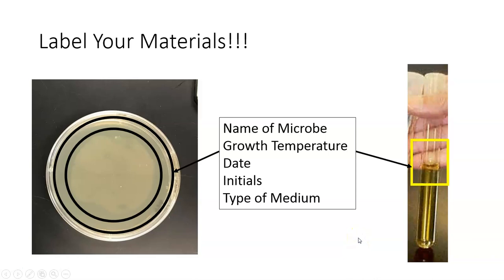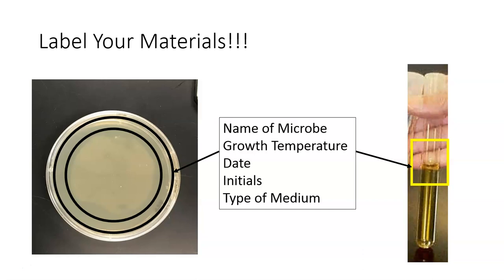So one of the first things you'll want to have on your label is the name of the microorganism that you're working with, or whatever your specimen name is. The second thing is the growth temperature for your specimen. Where are you going to incubate it? At 37 degrees Celsius, room temperature, which is usually around 20 degrees Celsius, or is it going to be 30? That should be on your label.